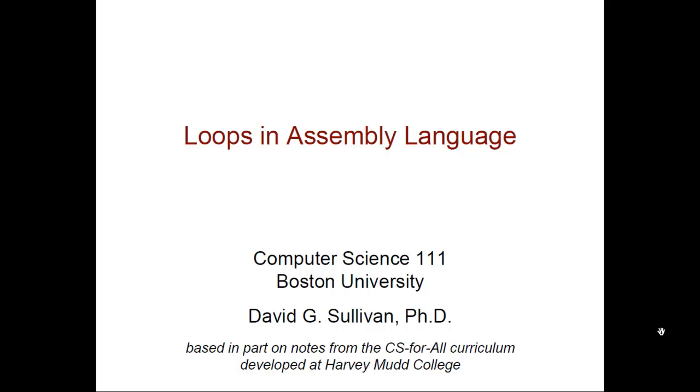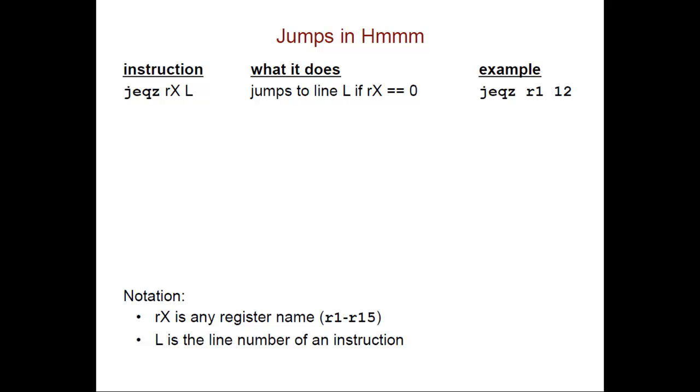In this video, we're going to look at how we can use loops to help us solve problems in assembly language. In the last video, we looked at an instruction which was JEQZ, and it said that if the contents of whatever register came as the first argument were equal to 0, then we were going to jump to the line number given by the second argument.